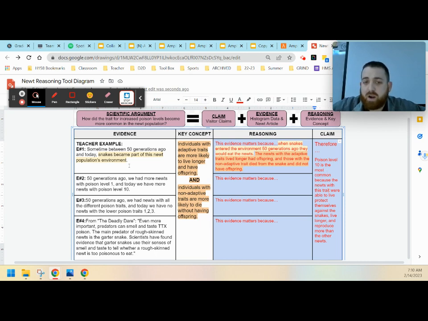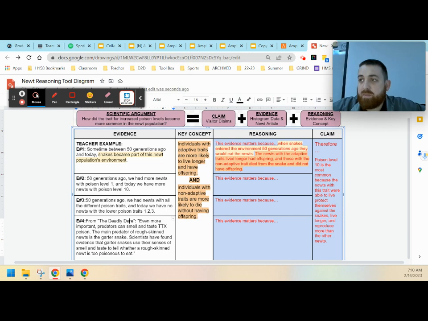So this is how we create our scientific argument, pulling in our claim, evidence, and reasoning with our key concept. Your job now is going to be to complete the next three pieces of evidence. So you have to use our evidence here, connect it to our key concept to support our claim in the reasoning section. You'll do that for evidence number 2, 3, and 4.